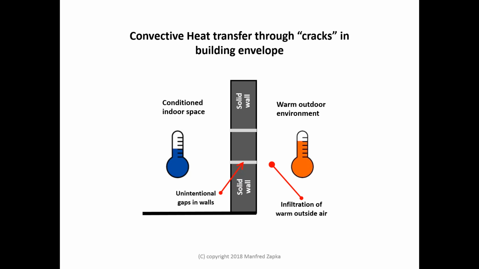We are now looking at several scenarios of convective heat transfer in buildings. This illustration shows warm outdoor air entering indoor interior spaces through unintentional openings in the envelope, such as cracks or construction or installation openings that have not been properly sealed.